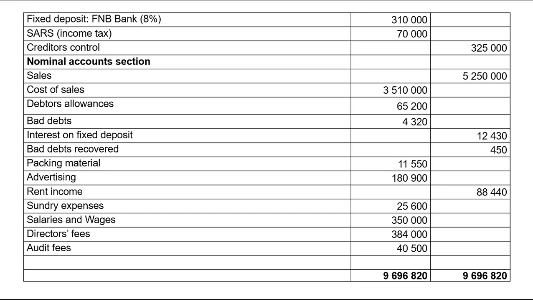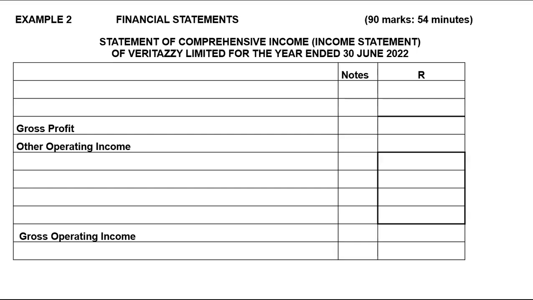The sales of 5,250,000 and the cost of sales amount of 3,510,000, I will take them straight to the income statement, i.e. the statement of profit or loss. And the first thing I will start with will be the sales amount. That will be the 5,250,000. But immediately from the 5,250,000, I will subtract my debtors allowances from the pre-adjustment trial balance.